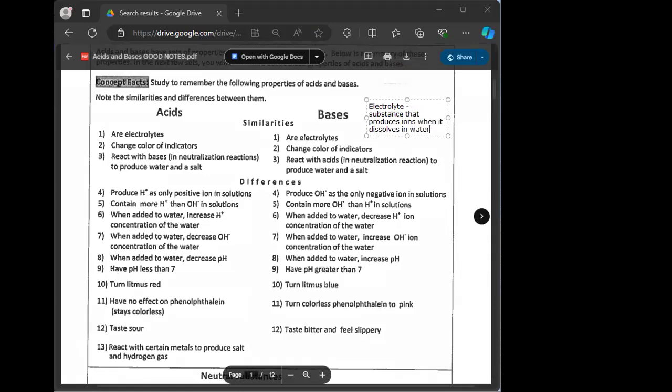So in other words, both acids and bases, when they dissolve in water, are going to produce ions. And then both acids and bases have the ability to change the color of pH indicators. And they also both react with each other in neutralization reactions to produce water and a salt.